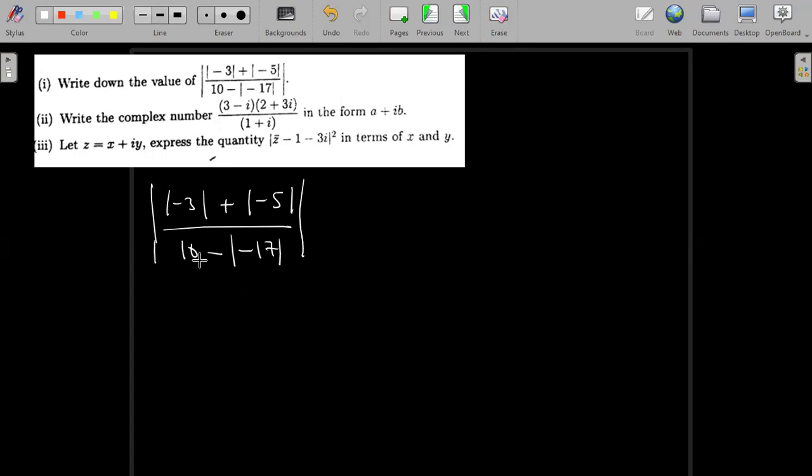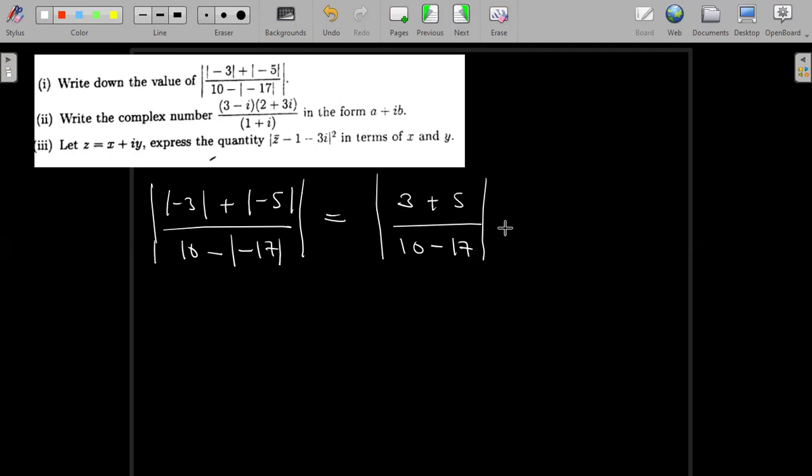Whatever is in the modulus, we just have to make it positive, because we know that the modulus always has to give us what? A positive value. So I'll write my outer modulus here. Then this -3 becomes +3, and the -5 becomes +5. Then down below I have 10 minus this -17, which becomes +17. And I close this.